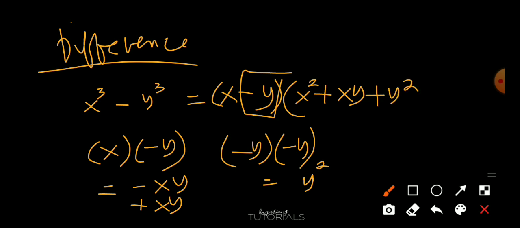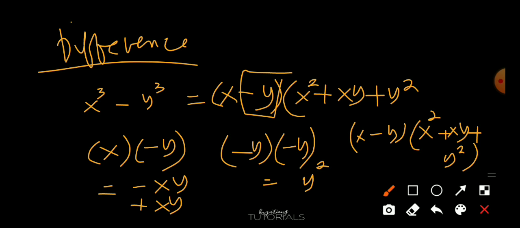So our final answer is the quantity x minus y times x squared plus xy plus y squared. Okay? The same process as before.